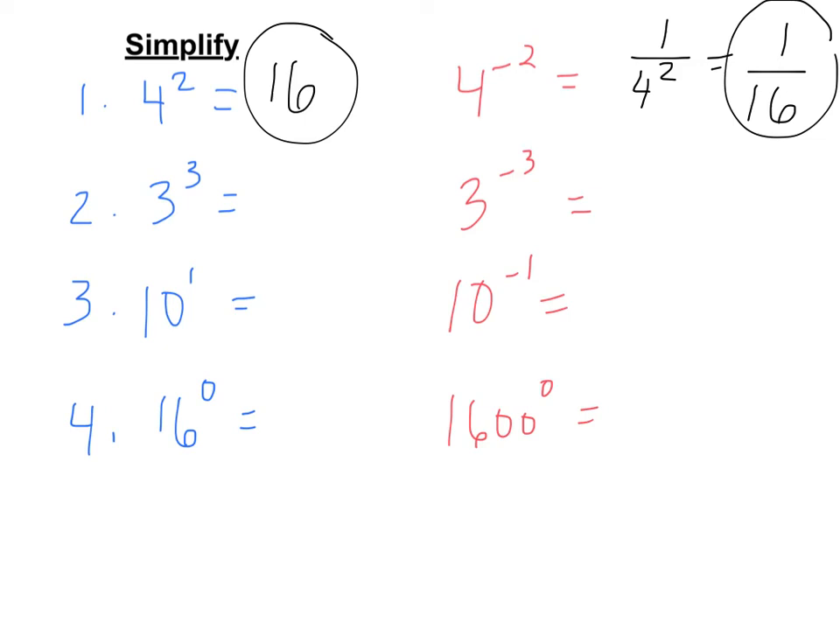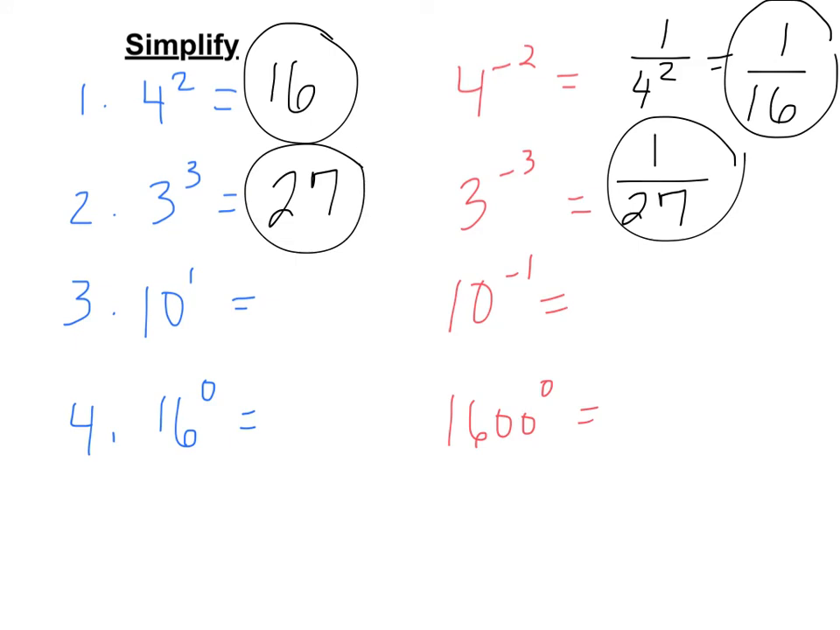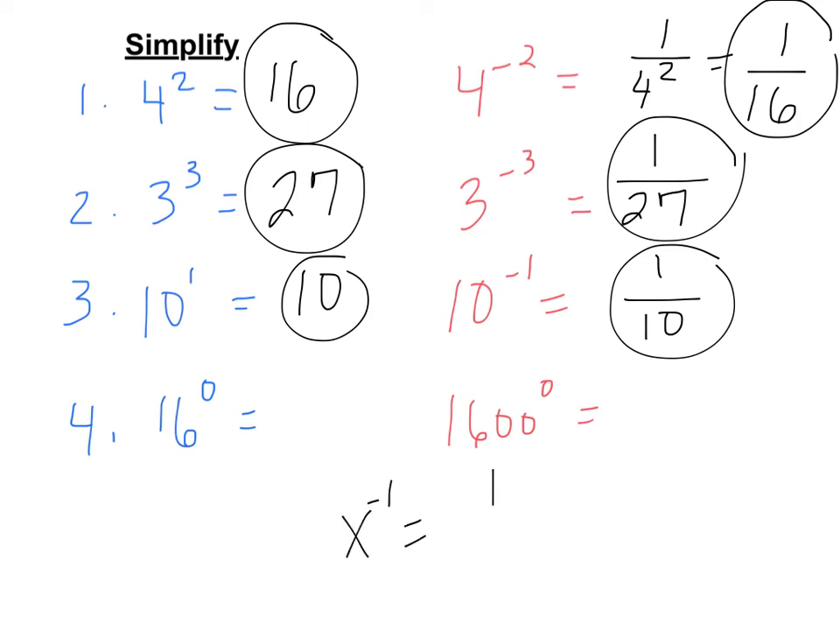So let's keep going. 3 to the third power. 3 times 3 times 3. That'll give us 27. Well, then that means 3 to the negative 3 is 1/27. So that relationship holds true for all of these problems. 10 to the first power is 10. However, 10 to the negative 1 is 1 over that number. So we start to see our pattern. And again, going back to our definition of negative exponents, there it is. So 16 to the 0 power is 1, and then 1600 raised to the 0 power is also 1.